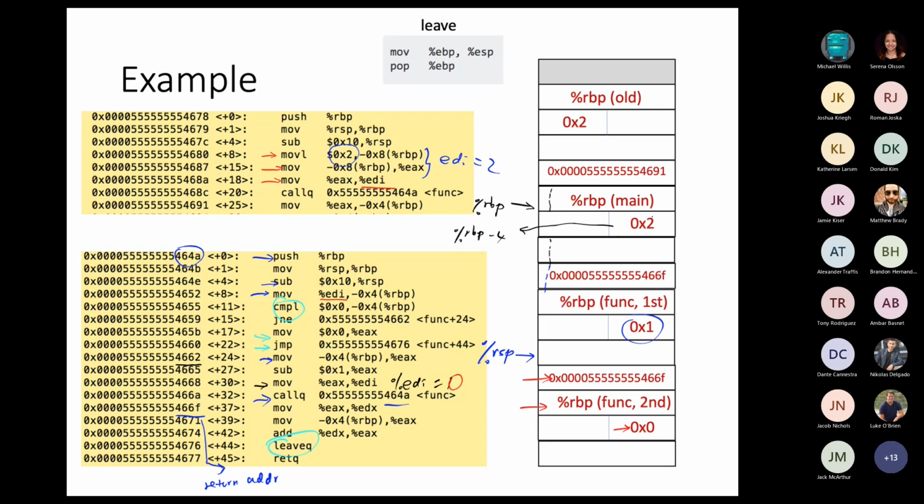So for the leave, you can see the leave is an instruction for 2 instructions. We move EBP to ESP and then pop. So in a single word, it's just a way to exit the function call. And you can see this is a recursive function call. We call the same function 3 times.